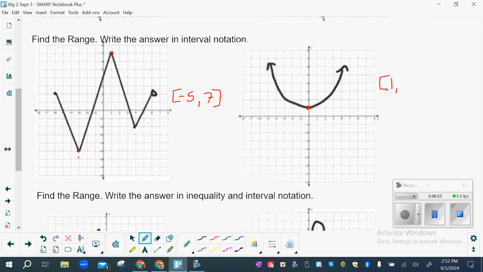And then going up, what's my highest? Infinity. So infinity is not a number. So what do you suppose we're going to put next to that? A parentheses. Does that make sense? If you don't include the number, or if it's infinity or negative infinity, you put a parentheses.